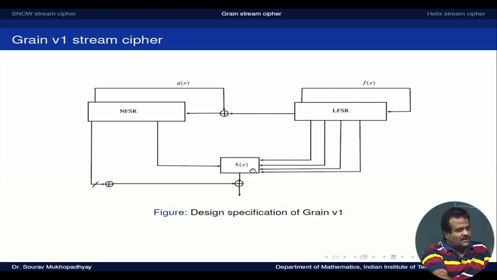And to get the key stream, we have an h function which takes 4 bits from this LFSR, out of the 80 bits, and 1 bit from this NLFSR. We apply this function h, and in the output we XOR it with a bit from the NLFSR, and that is the key stream. So this is the general structure of the Grain stream cipher.